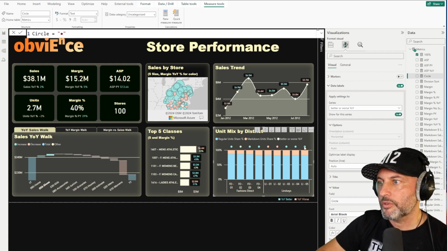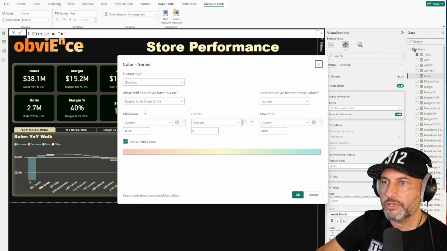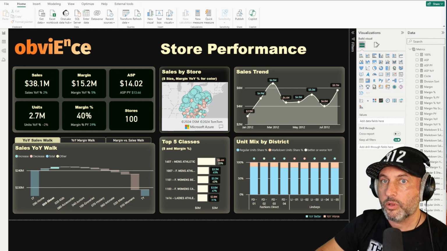And now I'm left with a simple task of coloring it green or red based on whether my distribution has gotten better or worse. So if I click on the function, you see that I've created, so I could just look at the regular unit share year over year. And I'm saying that if it's getting better, color it green. If it's gotten worse, color it red. And that's about all it takes.